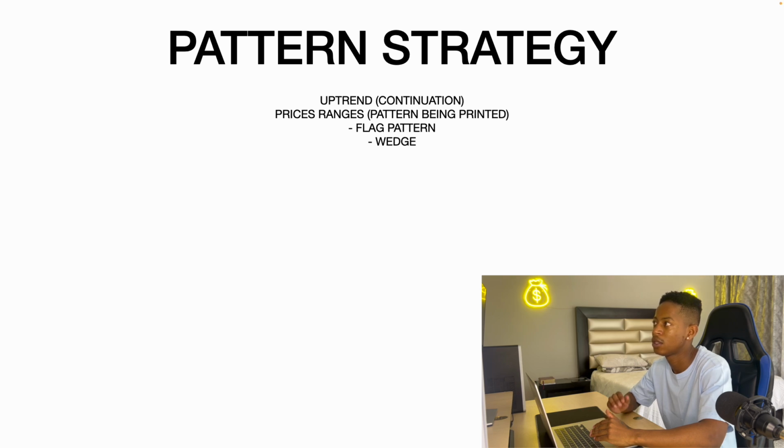With this, you can easily see that we look for patterns that are being printed while the market is moving in that same direction, and from there we are able to spot either a flag pattern or a wedge. There are different types of patterns, but for now I just want us to focus on two, which are a flag and a wedge.